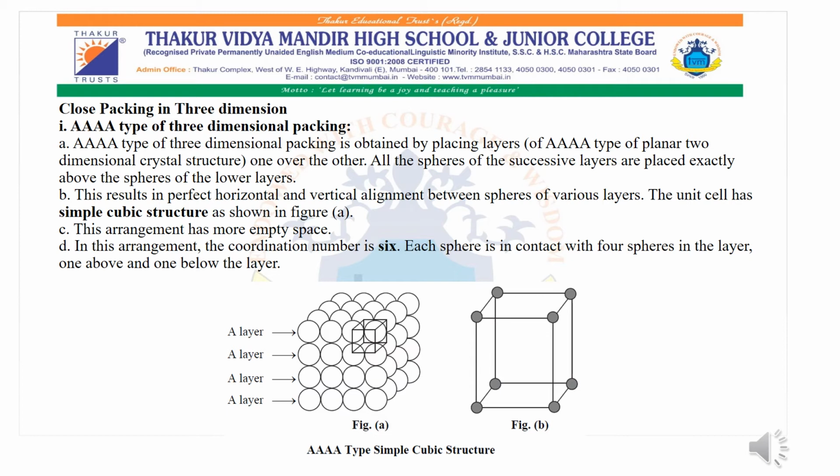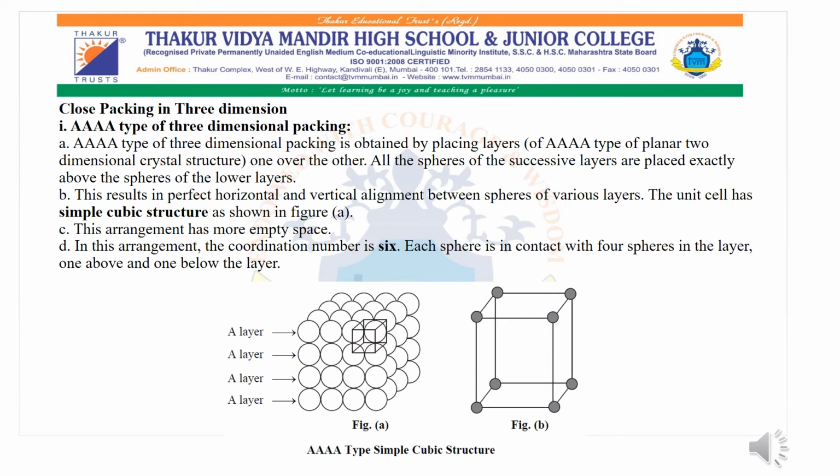So here in this particular AA type, 3 dimensional packing is obtained by placing layers of A type one above the other as per in the 2 dimension structure. So all the spheres of the successive layers are placed exactly above the sphere of the lower layer. This results in perfect horizontal and vertical alignment between the various layers. The unit cells have simple cubic structure as shown in the figure.